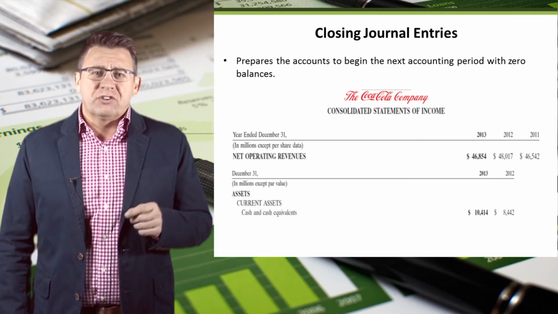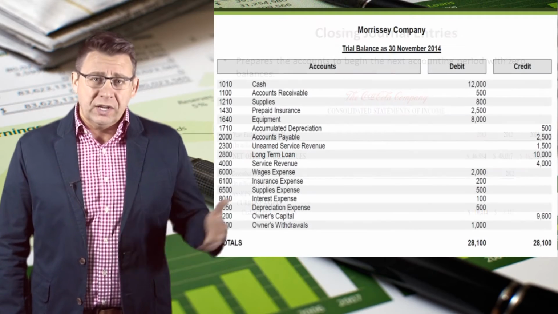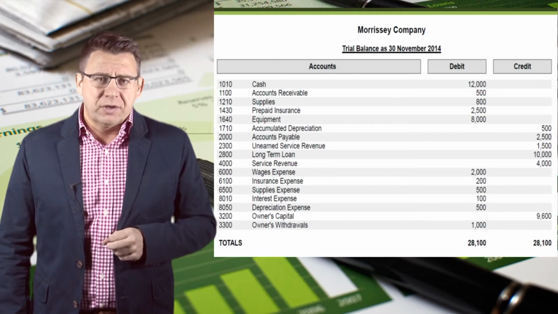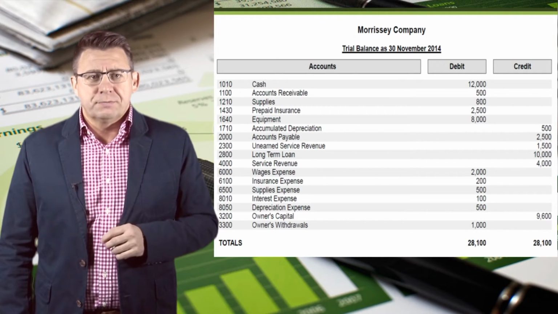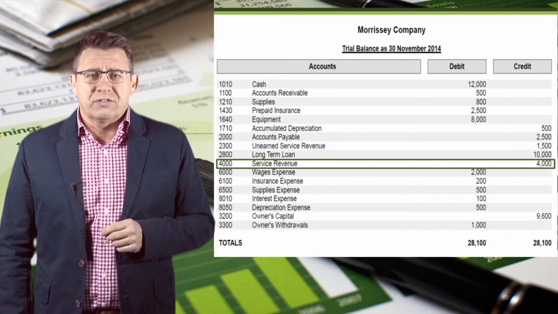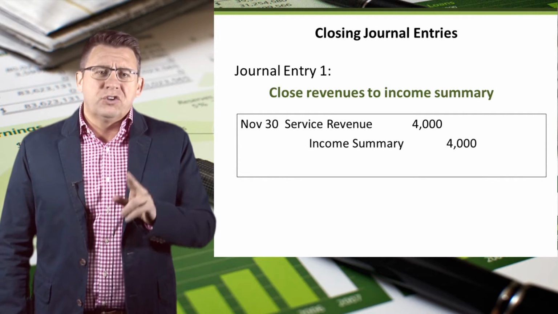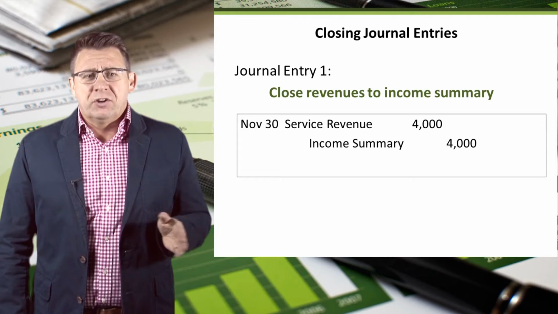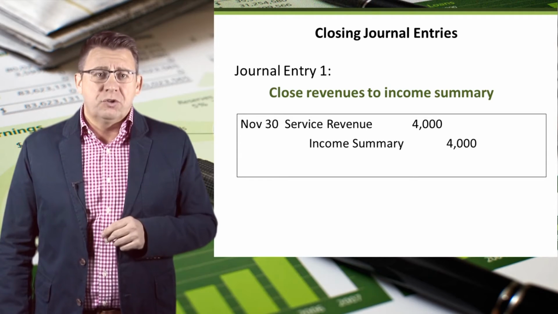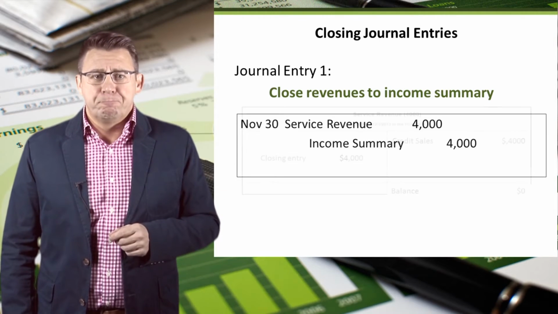So let's look at the adjusted trial balance and learn how to make closing journal entries. Here is an example of an adjusted trial balance. We could have also used the financial statements to make the closing journal entries. Let's start with service revenue, which has a credit balance of $4,000. The first journal entry is to close revenues to income summary. Since revenues have a $4,000 credit balance, we will debit service revenue to make the balance zero. Income summary will then be credited.